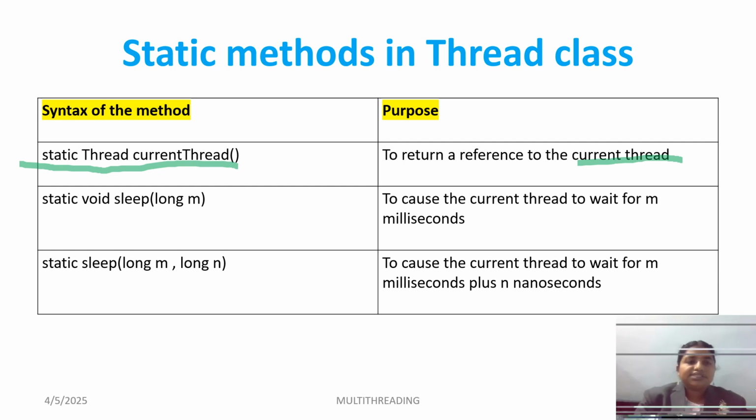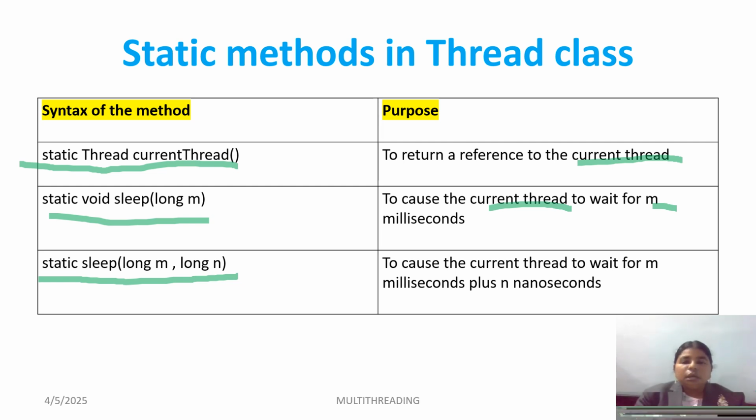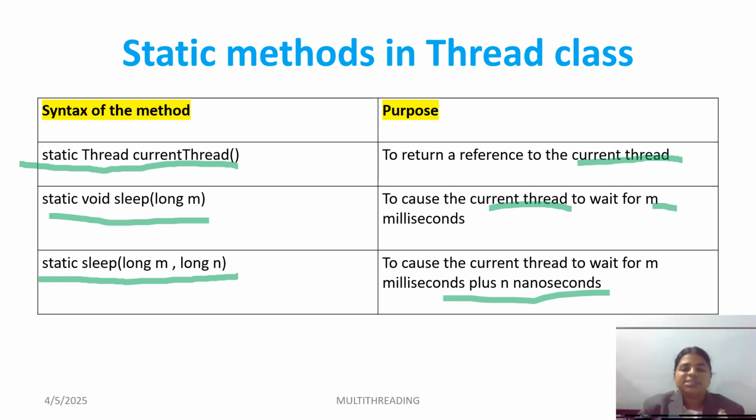The second method is the static void sleep(long m) method. This method causes the current thread that is being executed to wait for m milliseconds. The third method is the static sleep(long m, int n) method. This method causes the current thread to wait for m milliseconds and n nanoseconds.